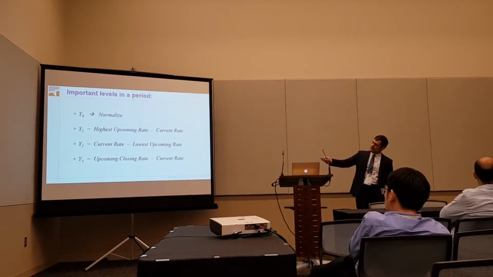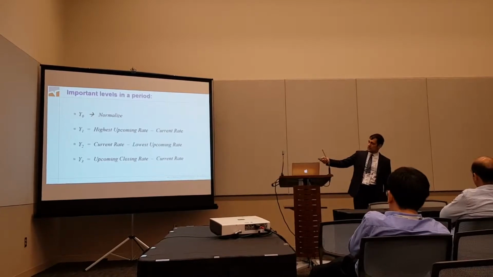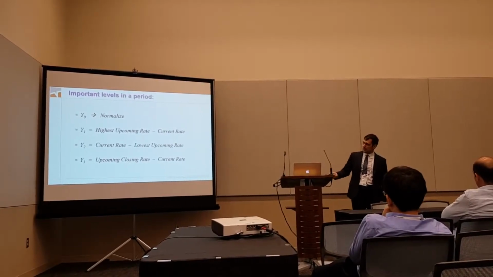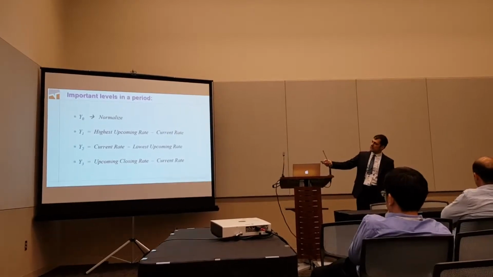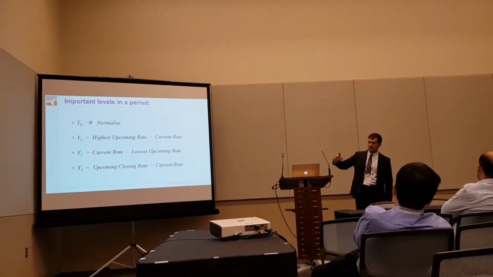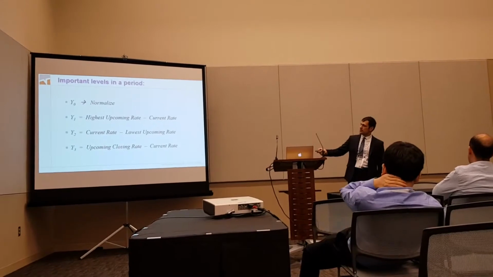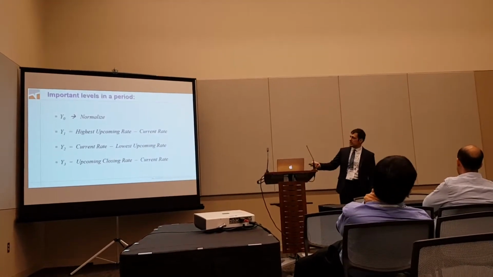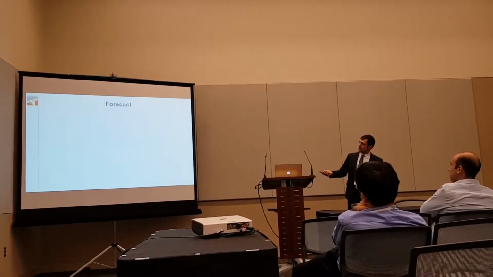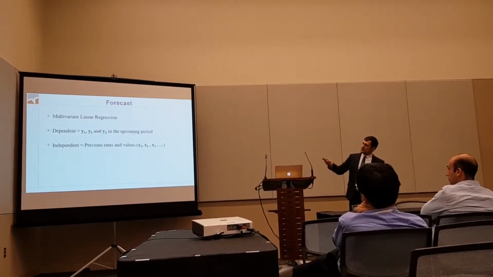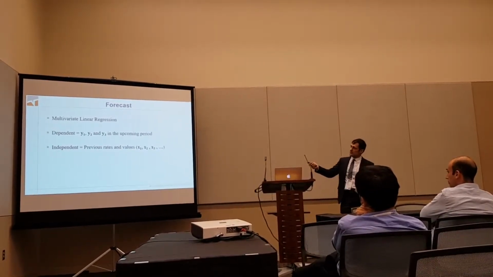And we use the price that we know, the rate that we know, to normalize these three variables. So that's very simple. And so the first variable is the maximum increase in the price, the second variable is the maximum decrease in the price, and the last variable is the change of the price. And the forecasting model is just simple linear, multivariate linear regression.